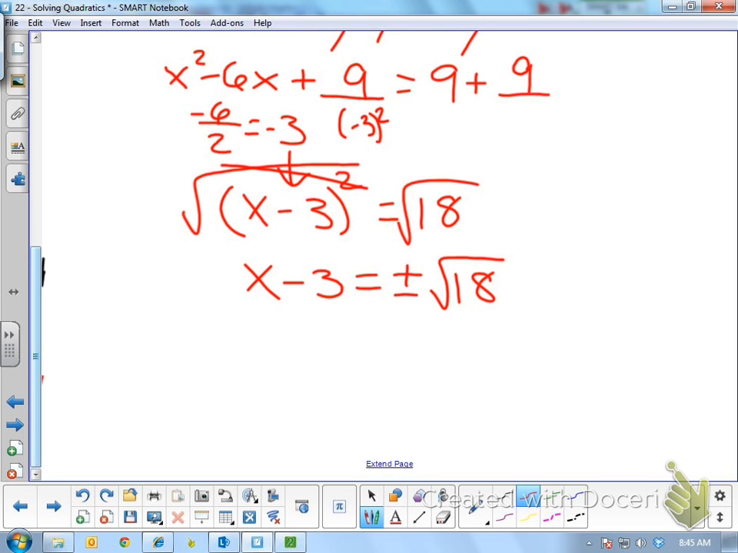And then I need one more thing to get rid of the 3. I want x completely alone. So we add 3 to both sides. There's 21. Okay? Be careful.